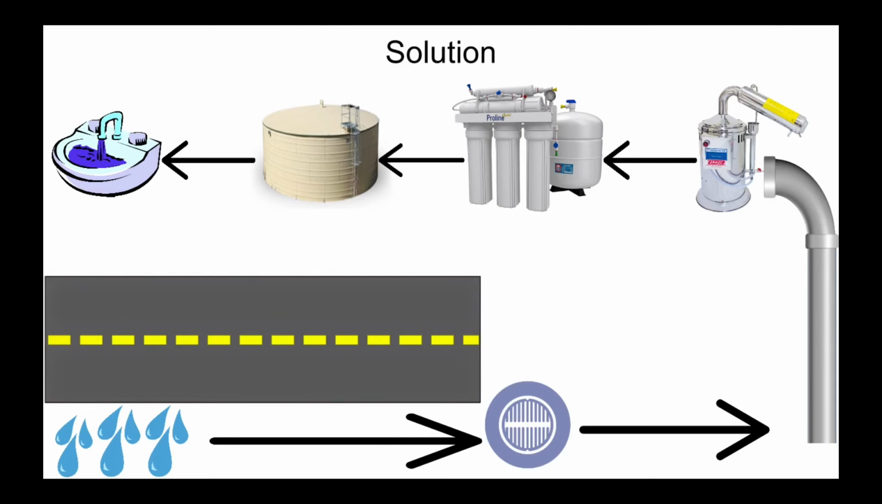This will remove all volatile compounds that can be removed from the water by evaporation. Then the water moves to the reverse osmosis process. This will remove toxins that have not been removed by the distillation process. From there, the water can be reused.